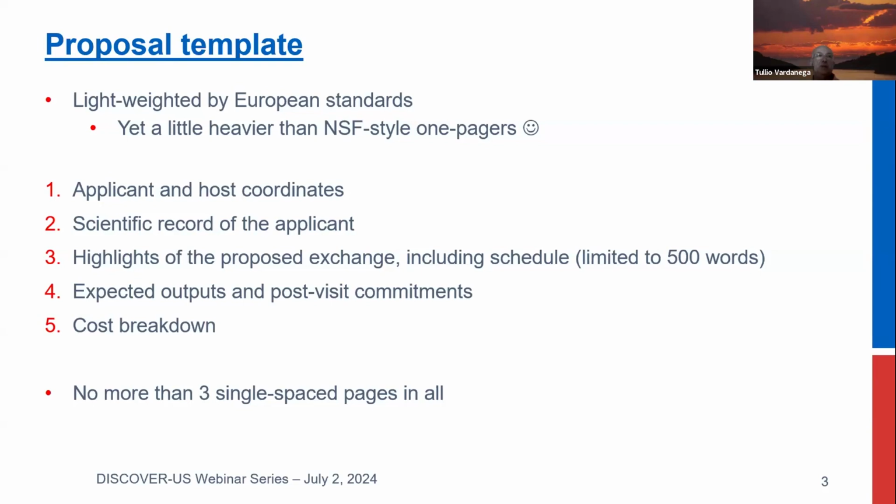We expect each such proposal to have 5 parts. One is the obvious: to indicate who's the applicant, the person that is, in the case of the EU side, the EU-based researcher that says, I would like to visit this particular host in the US. This is me, this is the host, and the scientific record of the applicant. And then what these exchanges are planning to achieve, and the schedule in which this is going to take place, and then what outputs are expected out of this stay, and what would be the post-visit commitments, the things that would continue to exist after the time of the visit has ended, and then a cost breakdown. I will have more on the cost in a moment.